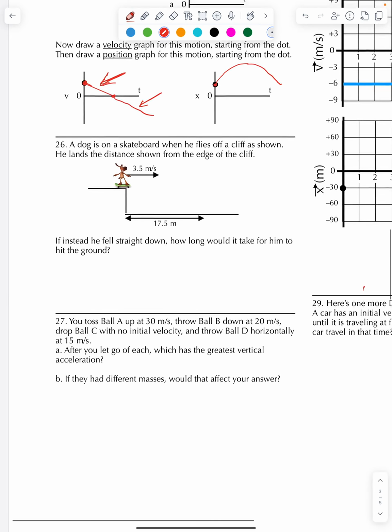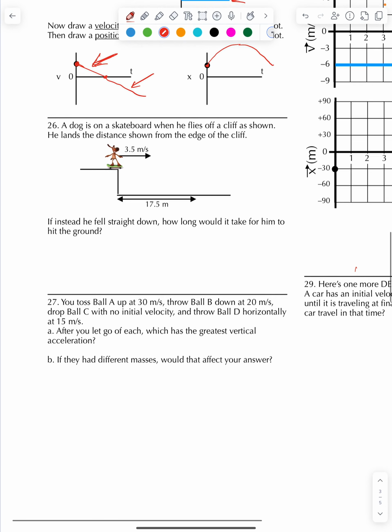Okay. Here's a quick one. I don't know if I'll ask this one, but we'll do it. A dog is on a skateboard when he flies off a cliff. As shown, he lands the distance shown from the edge of the cliff. We're doing this for some lab about understanding how horizontal velocity does not depend on the vertical velocity and vice versa. So the fact that he's falling is not going to affect how far he moves horizontally. So it turns out to be kind of an easy problem. There was a lesson to be learned in this kind of easy problem, but let's just solve it.